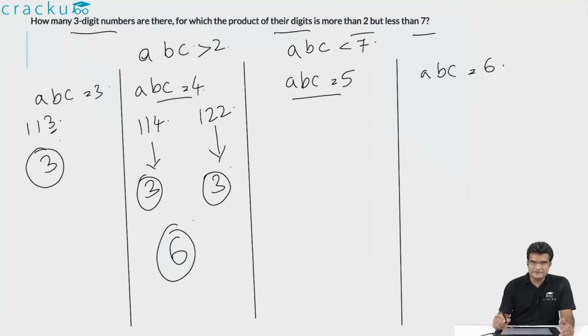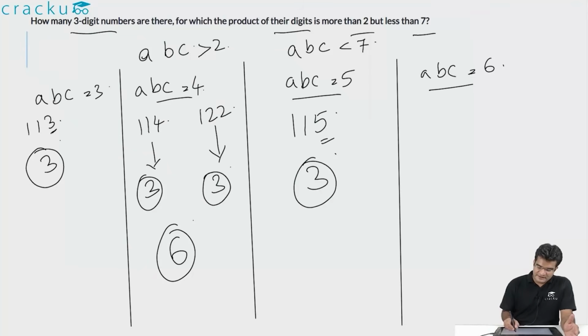In the third scenario, when the product of the numbers A, B and C is equal to 5, the only way in which this is possible is if the 3 numbers are 1, 1 and 5 in some order. And the number of numbers for which this is true is again equal to 3, basically depending on which position the number 5 actually is in. In the final case where the product is equal to 6, we have 2 cases. Either the 3 numbers are 1, 1, 6 in some order, or they are 1, 2 and 3 in some order.